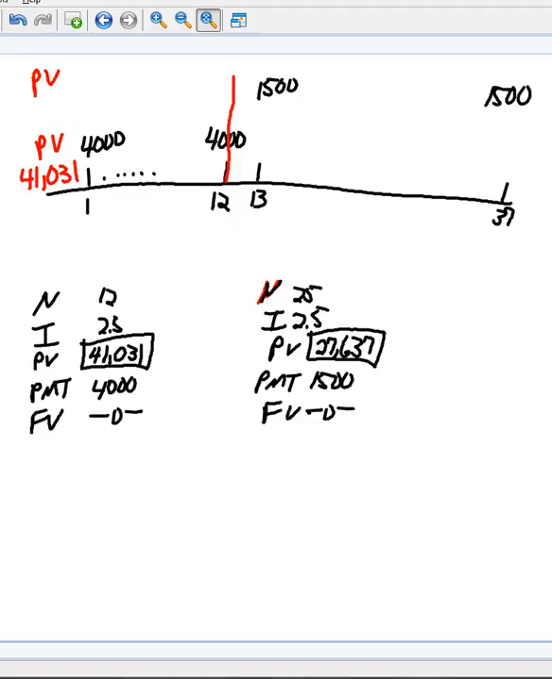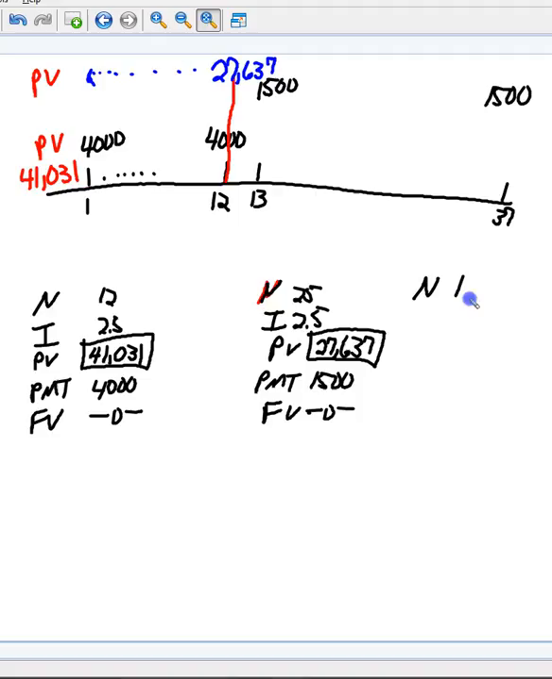Now, the thing is, that's not this present value. That $27,637 is actually at this point in time. So it's the present value, really, for year 12. So now we still need to take it a step further, right? All the way back to today. So we need to figure out the present value of the 27,637.